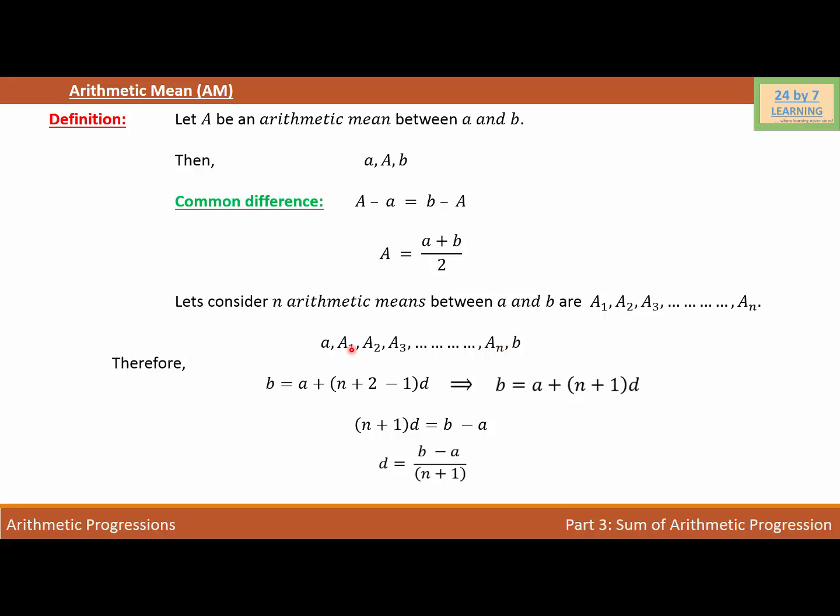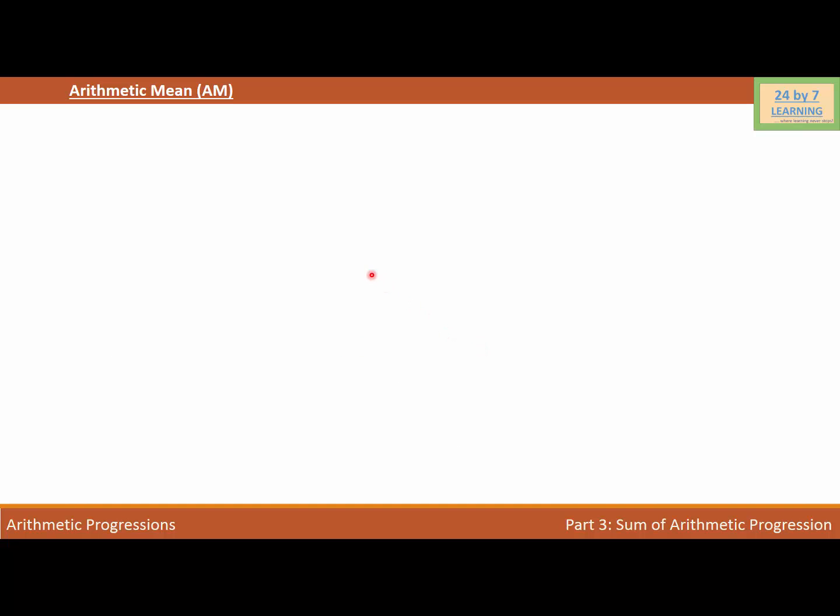Now let's find all the other terms such as a1, a2, a3 and an. a1 will be my second term, so a1 is equal to a plus d. So we write a plus, and this is my d, which is b minus a over n plus 1. a2 is my third term, so a2 is equal to a plus 2d, and my d is b minus a over n plus 1. If I do that, I write that it is equal to a plus 2 times b minus a over n plus 1. And this is my a2.